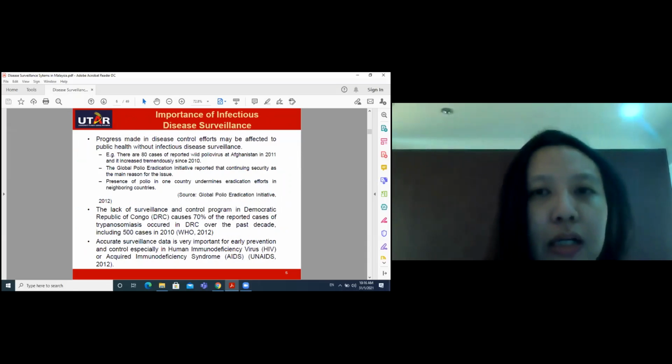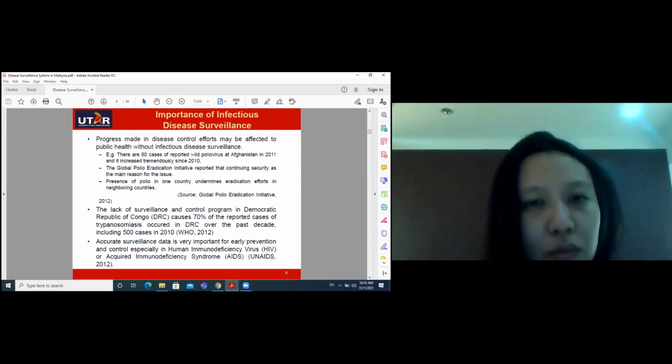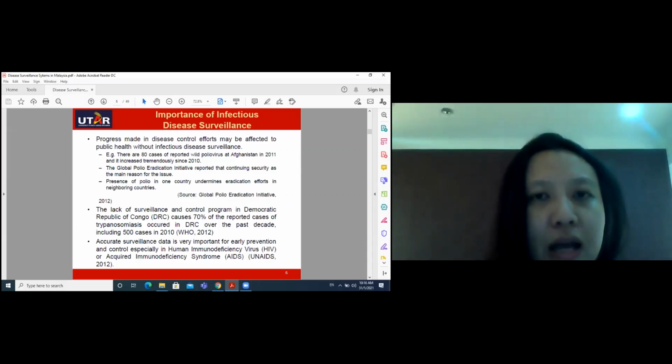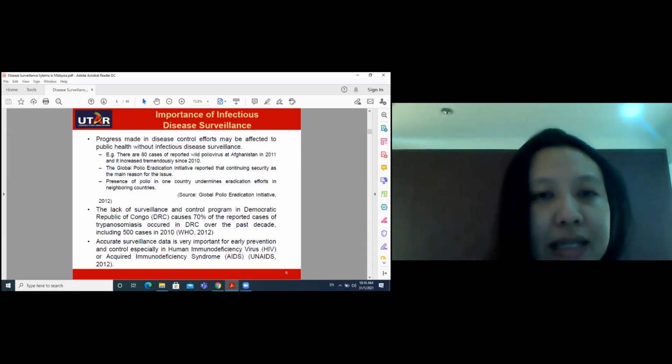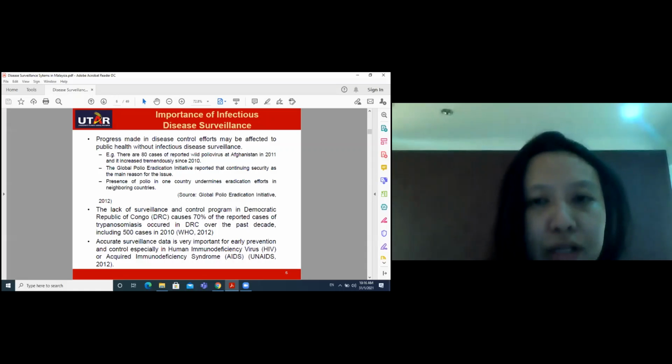The progress of infectious disease surveillance is very crucial and important for our population health and also globally. I believe that every country has its own disease surveillance system, because without surveillance and a control program, we cannot detect or predict outbreaks in a timely manner.